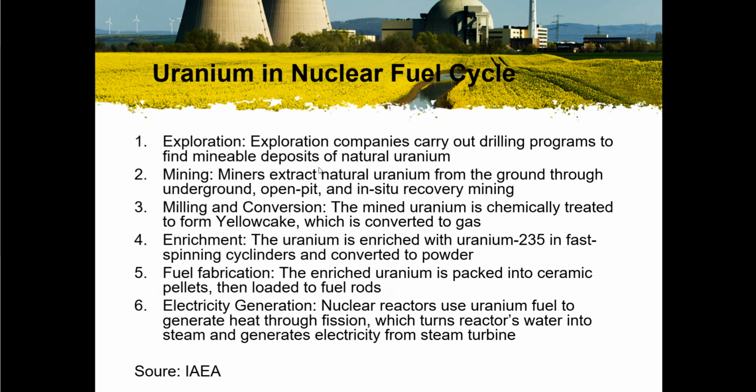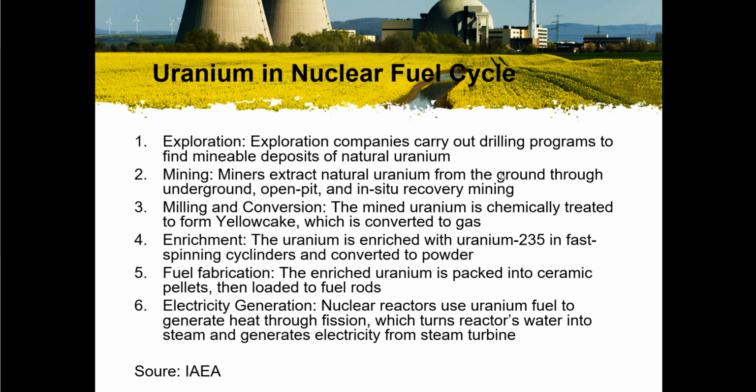So this is just a very quick illustration of how uranium goes from being mined from the earth to being used as a nuclear fuel, right? So it starts from the exploration. The exploration companies drill to find the mineable deposits of natural uranium, and then from the exploration it goes into the mining. The miners extract the natural uranium from the ground. This is, I believe, called U3O8.